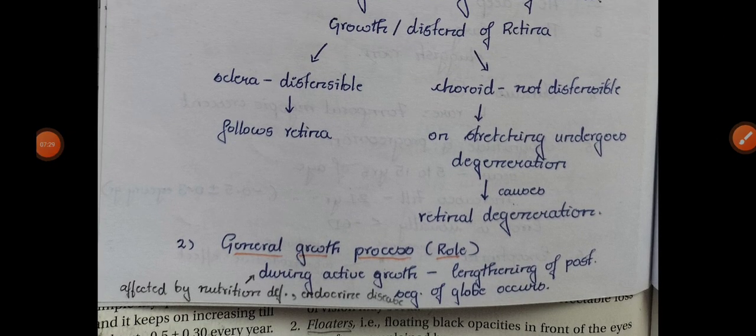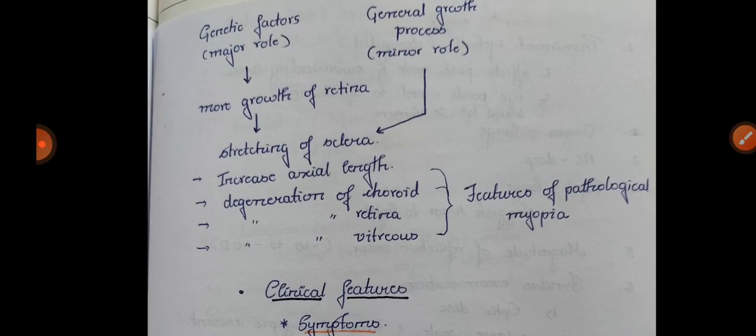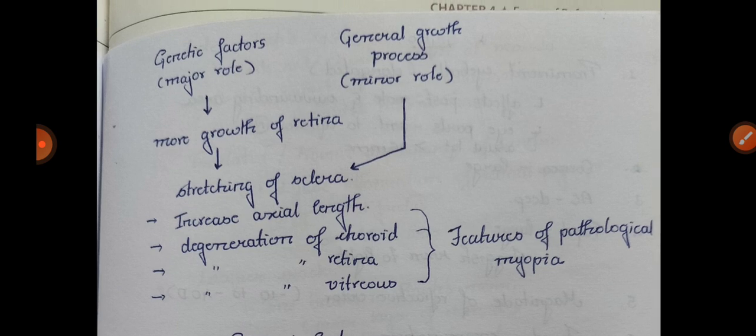General growth process role: during active growth, lengthening of the posterior segment of the globe occurs. It is affected by nutrition and endocrine diseases. Eyeball size increases, just remember this much. Now try to understand it.